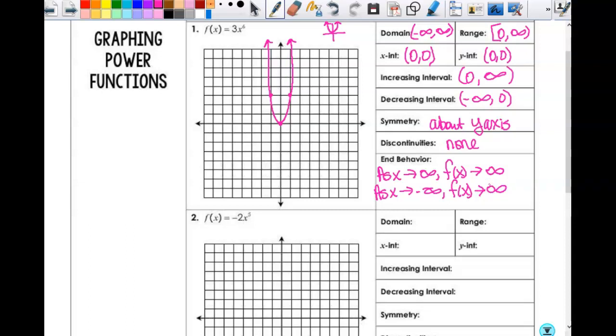Okay. Everybody okay with all that so far? Okay.